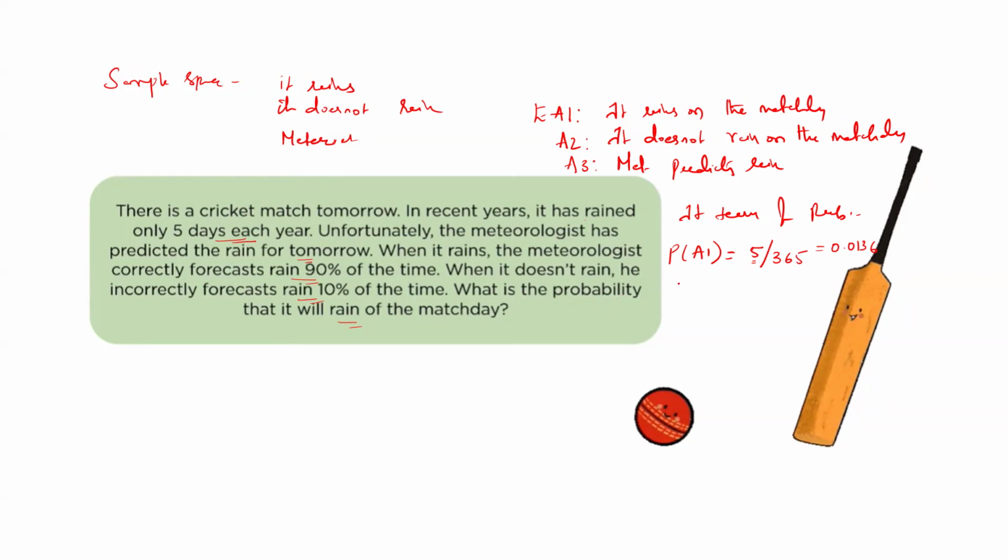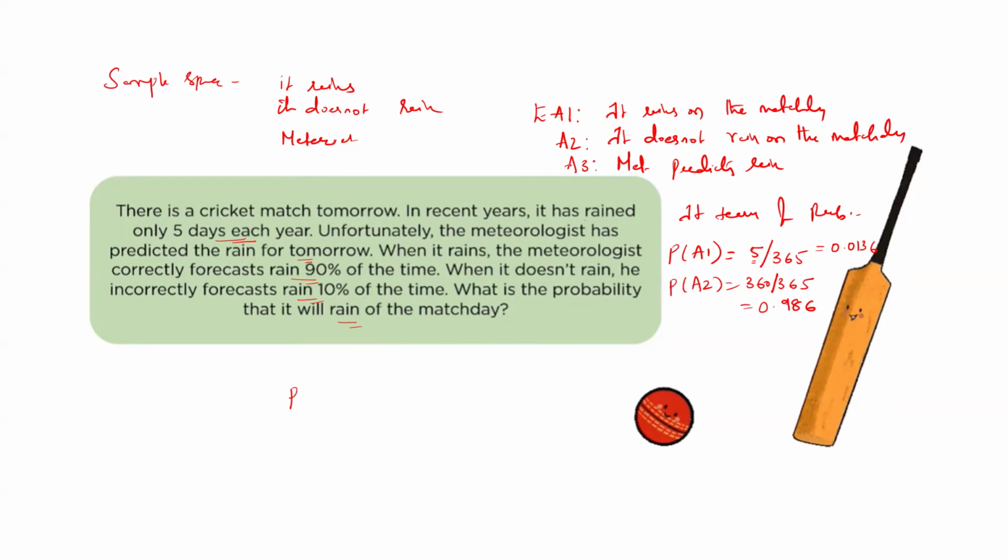So it does not rain on the other days. That is the probability of A2. When you remove these 5 days, on the other days it won't rain. That is 360 divided by 365. So what is the probability that there is no rain for 360 days in a year? It is 0.986.